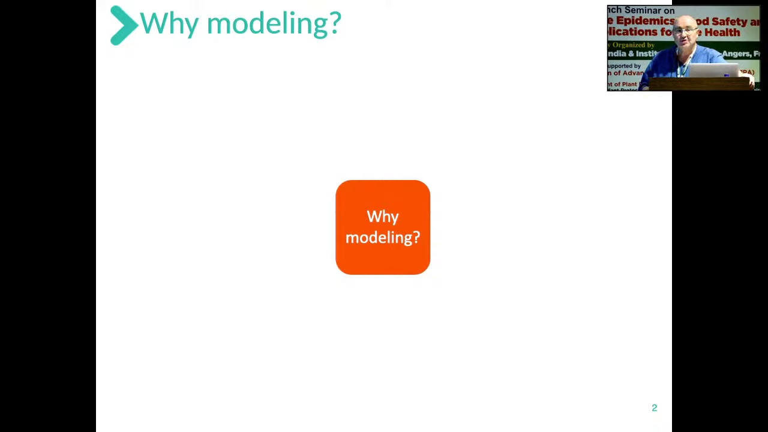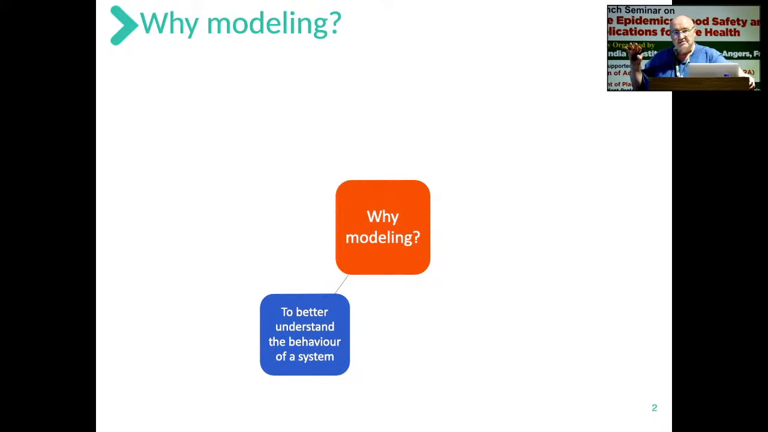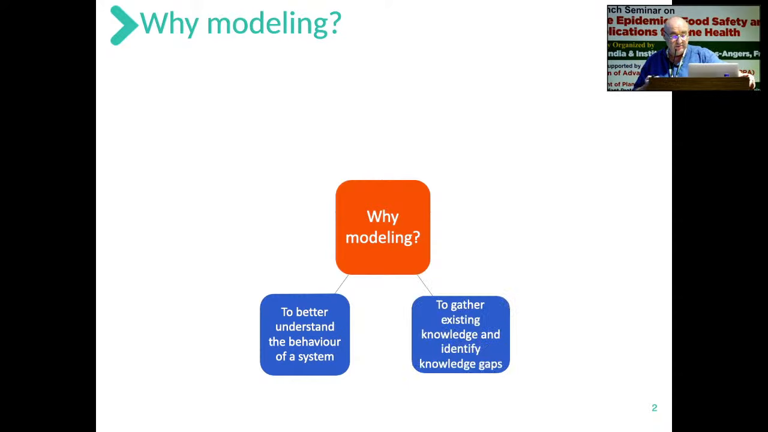Yes, please. Okay. So first of all, why modeling? I think we already had some explanation by Frédéric, but I will try to sum up some ideas because the question is general. It's not specific to plant protection or even to agronomy. It's used in all types of activities for human beings. One important goal of modeling is to better understand the behavior of a given system. Another goal of modeling is to gather existing knowledge and identify knowledge gaps.